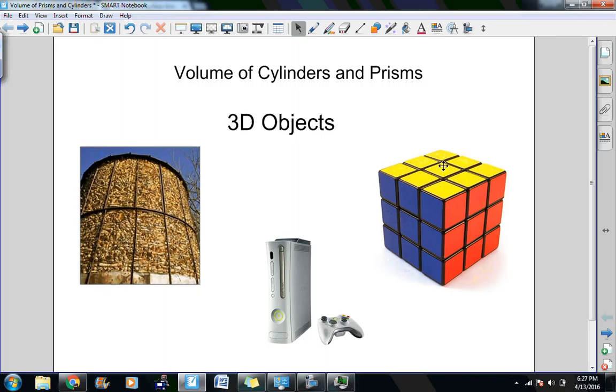A cube over here, or a rectangular prism, would be repeated in the front and back. Same way here. The top and the bottom of this shape, the front and the back of the shape, and the left and the right of the shape would all be the same. Therefore, this Xbox 360 would be a prism.